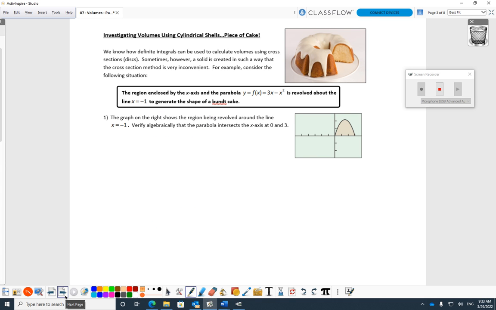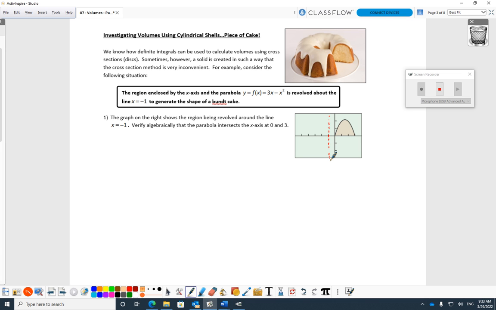Integrating volumes using cylindrical shells, that is going after pieces of cake. We know how definite integrals can be used to calculate volumes using cross sections, using disks. Sometimes, however, a solid is created in such a way that the cross-section method is very inconvenient. For example, consider the following situation. The region enclosed by the x-axis and the parabola f(x) equals 3x minus x squared is revolved around the line x equals negative 1.